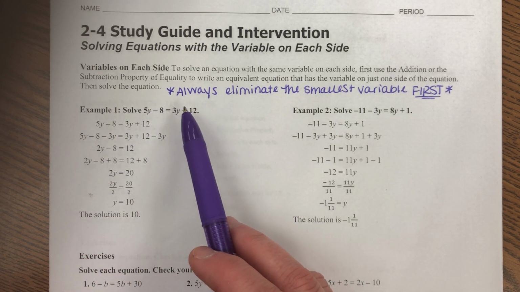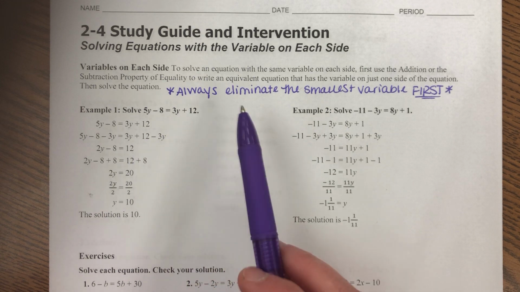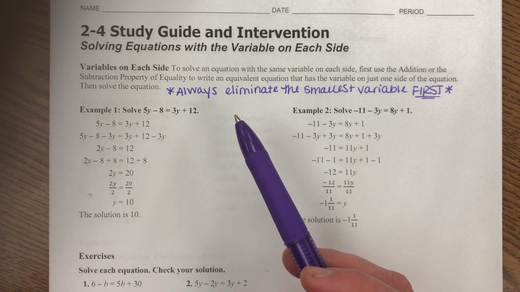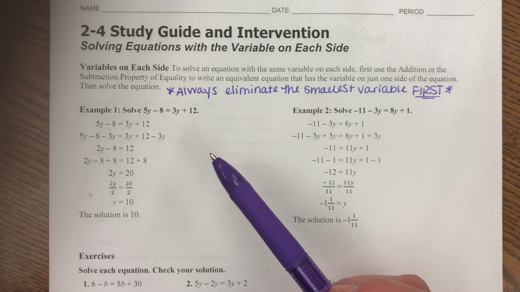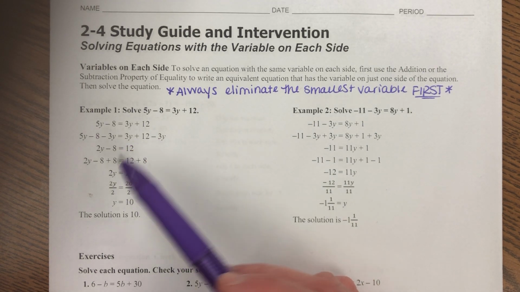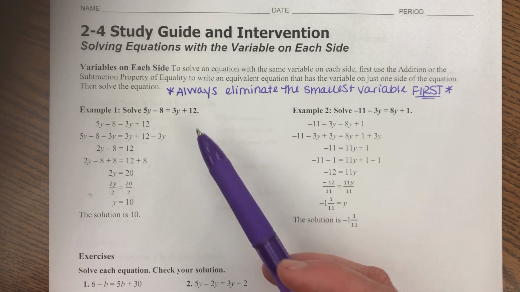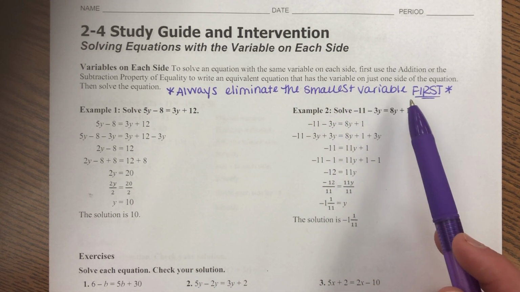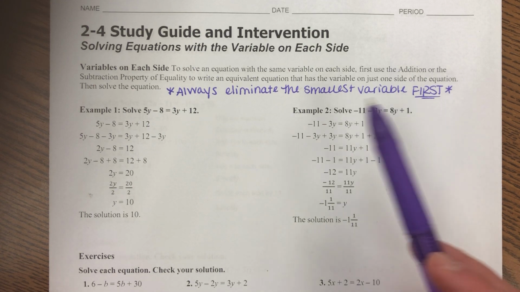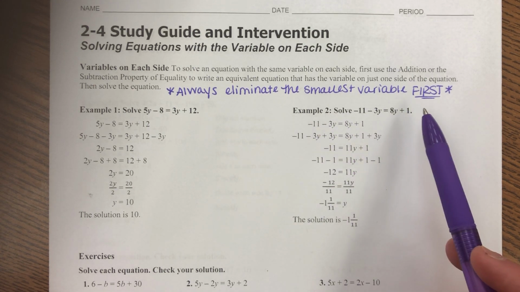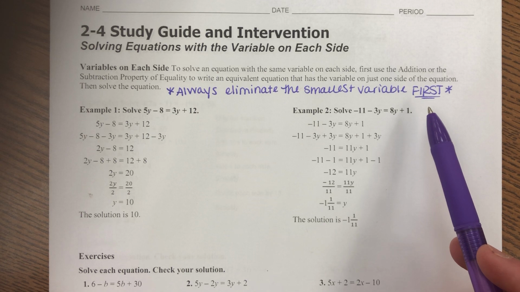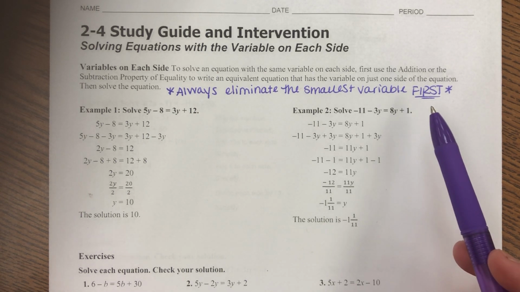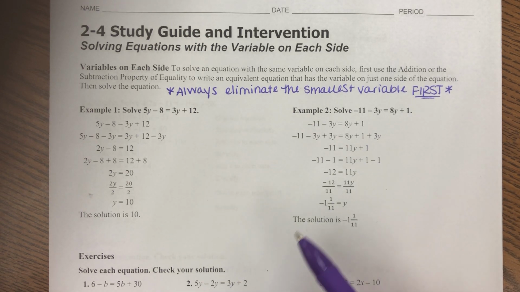My rule is whenever you're solving an equation with a variable on both sides, it's not talking about two different variables like an x and a y. It's talking about if you have the variable x and it's on the left and the right sides of the equal sign and you're trying to solve for it, the first thing you always want to do is get rid of the smallest variable. So just look at both variables, one on each side of the equal sign, ask yourself which one's smaller, and then eliminate it. And then once you do that, you're back to multi-step equations, which we've gone over in lesson 2-3.